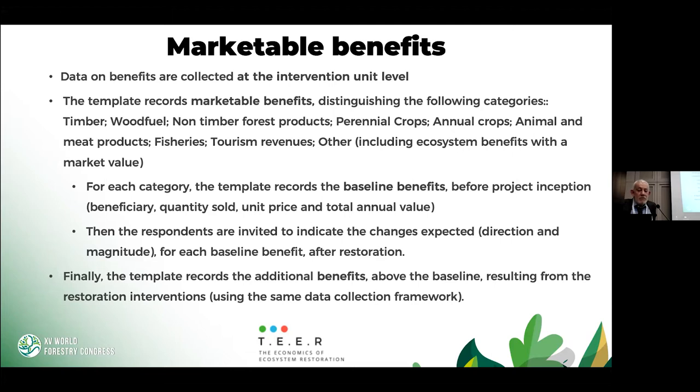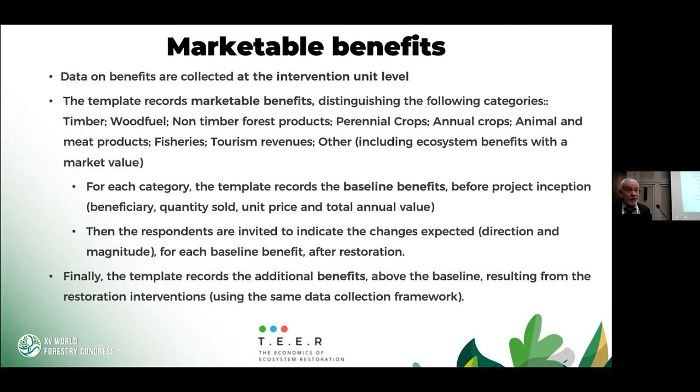So what the template is recording is timber, wood fuel, non-timber forest products, perennial crops, annual crops, animal products and meat, fisheries, tourism revenue, and other, with the possibility to indicate. There are some examples where some ecosystem benefits do have a market value when they are entered in a specific contract with a water company, for instance. And for each category, we record the baseline benefits before the beginning of the project, and the way it changes along the life of the project and further.